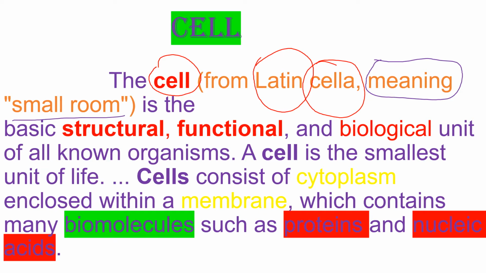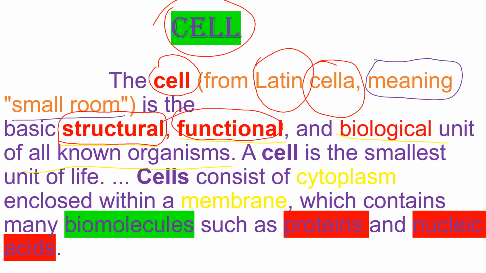As you all know, a cell is a structural, functional and biological unit of all known organisms. Structural, functional and biological unit, because any living organism is made up of cells, and different cells do different functions, so it's a functional unit, and it is also a biological unit. The cell is the smallest unit of life, so it's a biological unit.